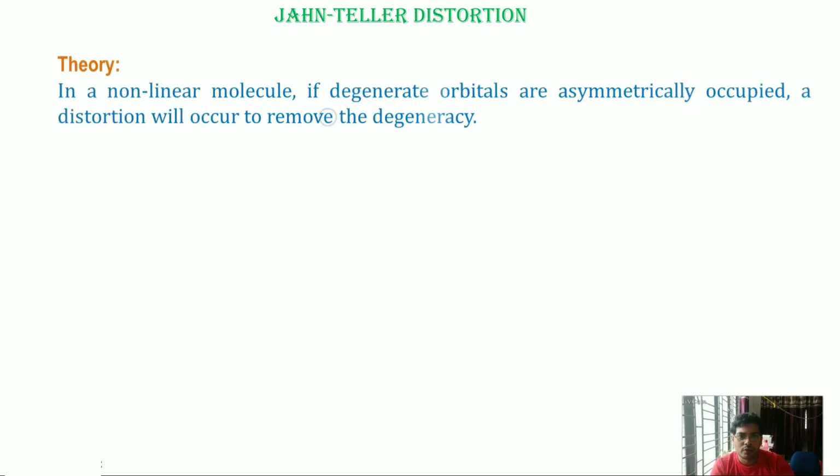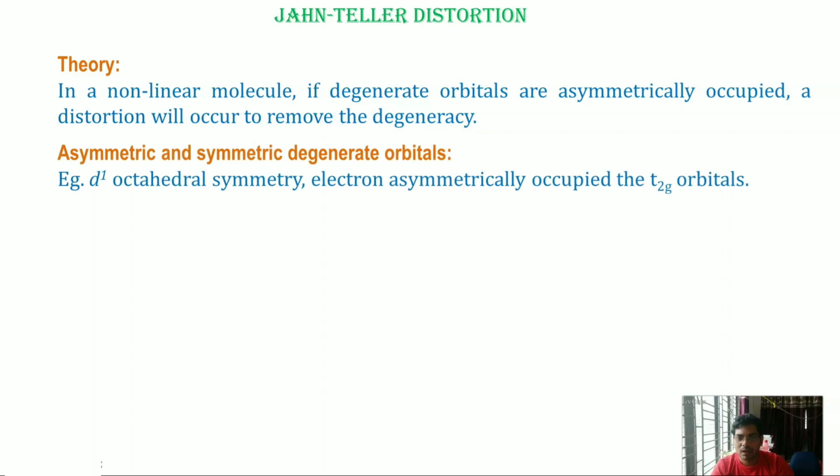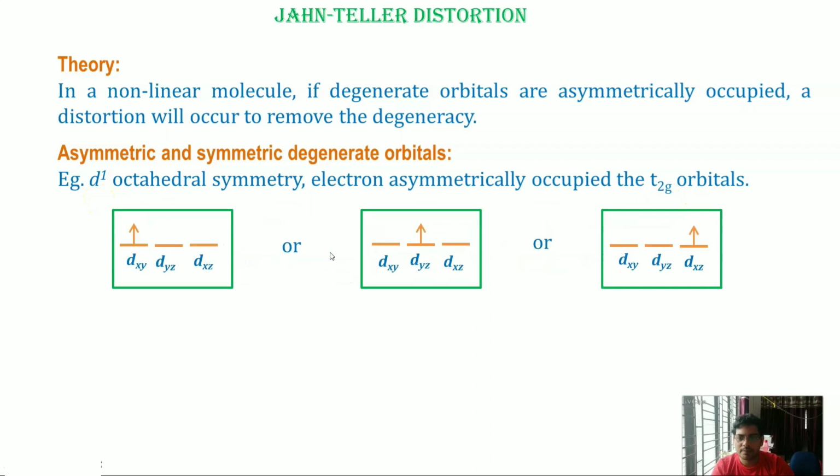So first I will tell you why this kind of distortion occurs. Suppose your degenerate orbitals are asymmetrically occupied, then this kind of distortion arises. Now I will show you with an example. Suppose you have d1 octahedral symmetry. Then the d1 electron occupies the t2g orbitals, so the single electron can occupy either the xy orbital, the yz orbital, or the xz orbital.